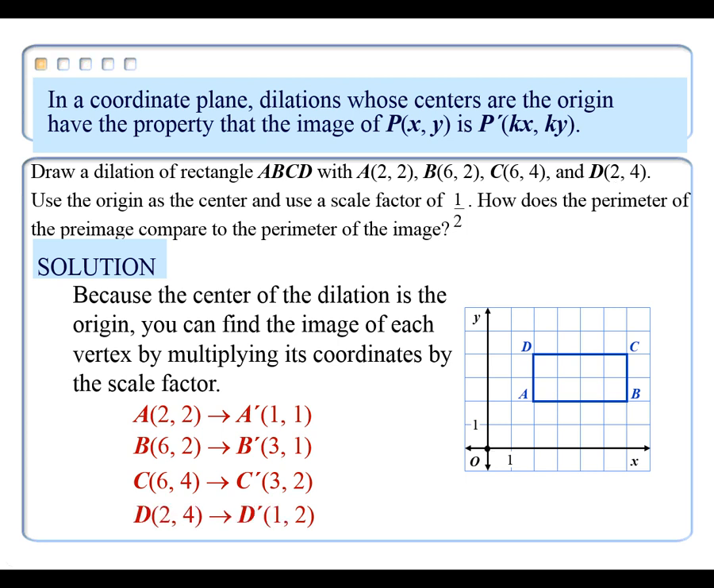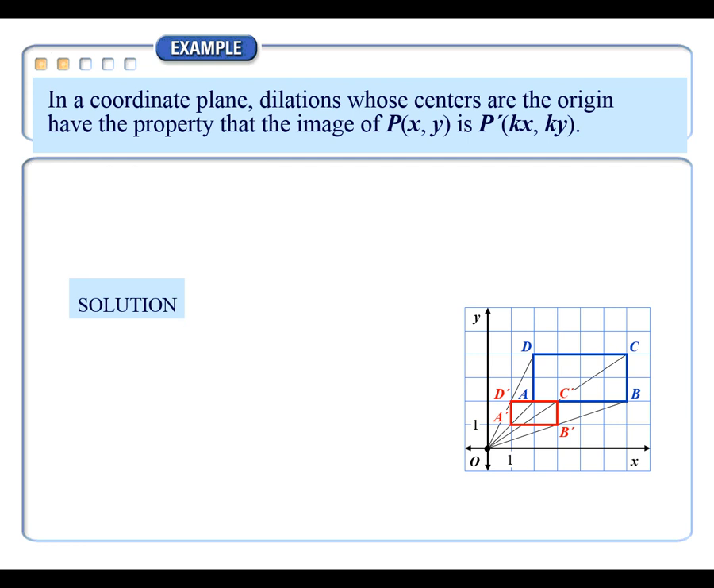So these would be the points for my image, which you also need to graph on your nifty coordinate grid. And if you connect all the image and pre-image points, they should all intersect at the center, which is pretty cool. The next thing on your paper says to find the perimeter of the two rectangles. And then it says, how does the perimeter of the pre-image compare to the perimeter of the image?